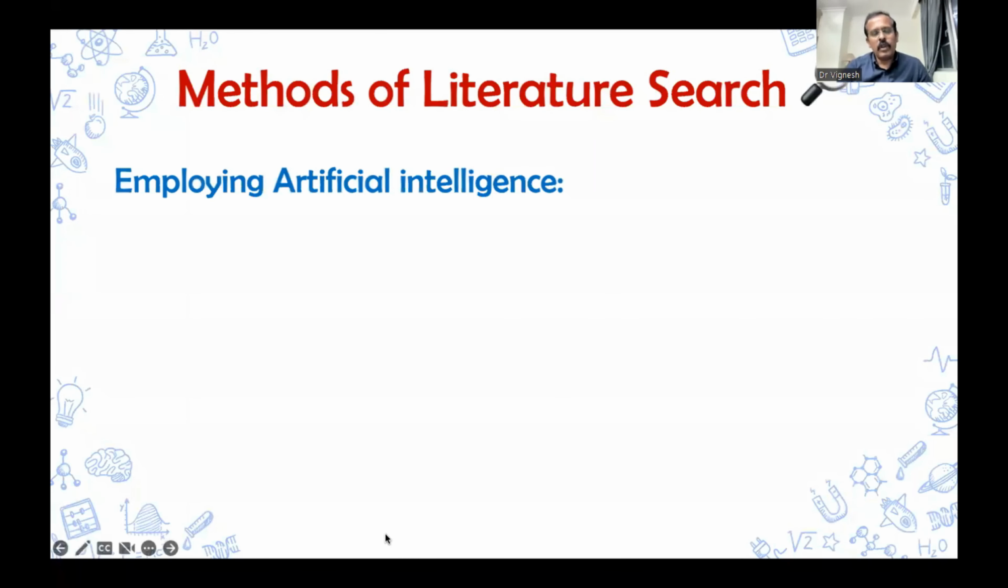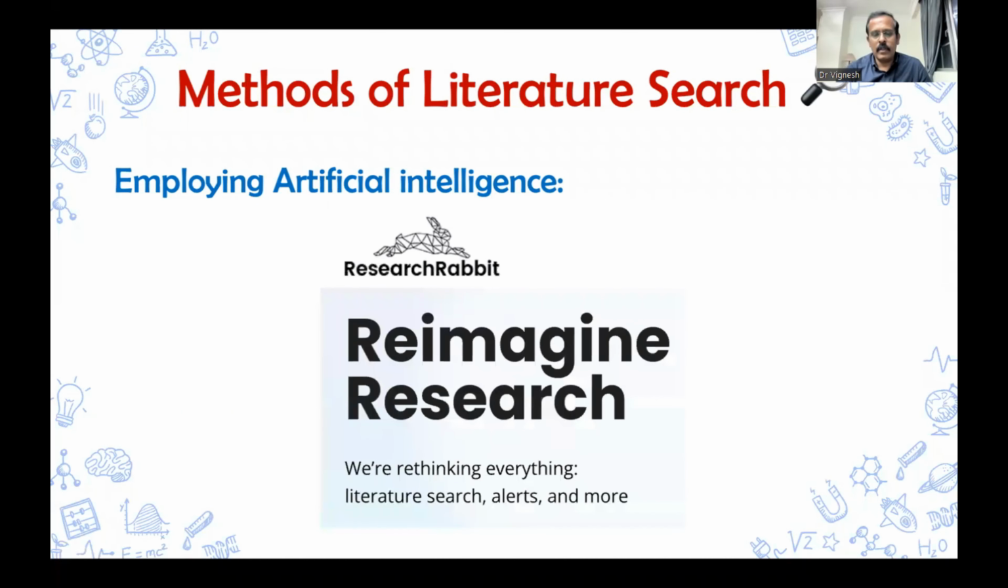So we were talking about conventional methods of literature search, where you go into a browser, into PubMed or Google Scholar or any other database, and you use some keywords. Using the keywords, you pick the relevant articles. Literature search has been made even easier with the help of artificial intelligence. For that, we need to use something called Research Rabbit. So what does Research Rabbit do?